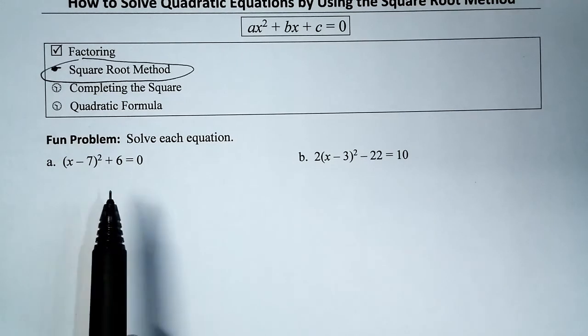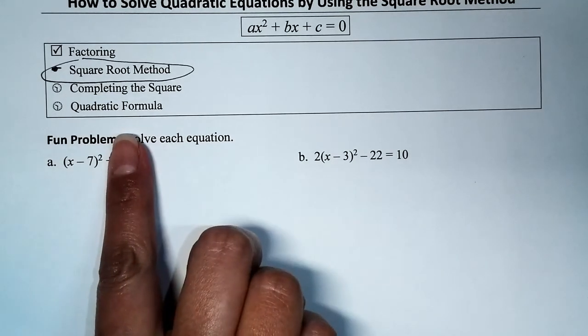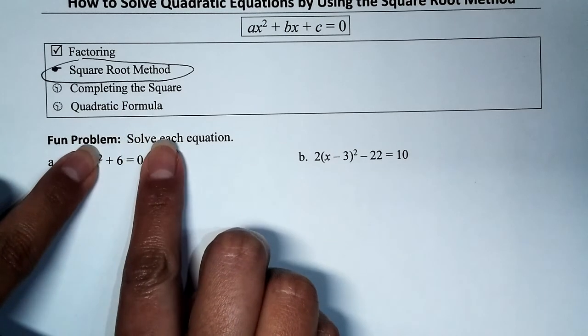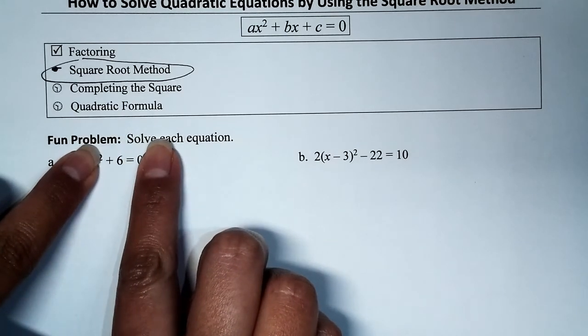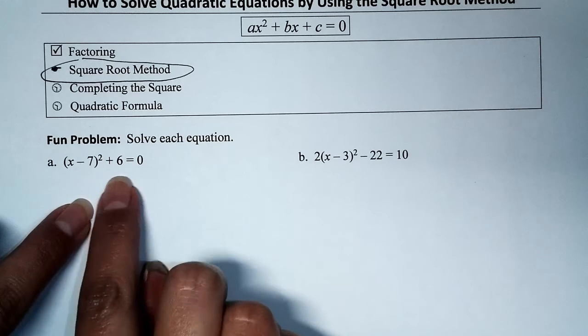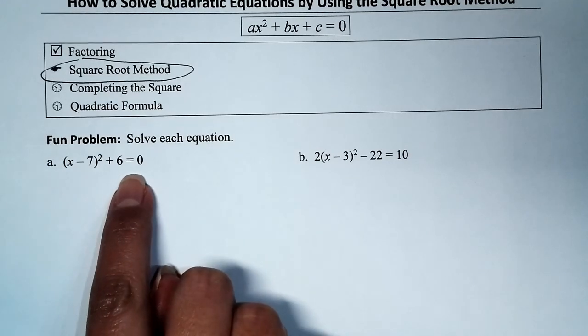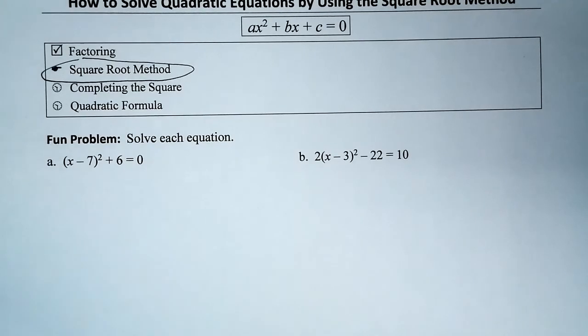Do we have a squared part? Yeah, cool. Do we have a number part? Yeah, more than one, it's okay. What I want to focus on is, do we have a loose linear term, like a loose x? And the answer is no. So we can use the square root method.